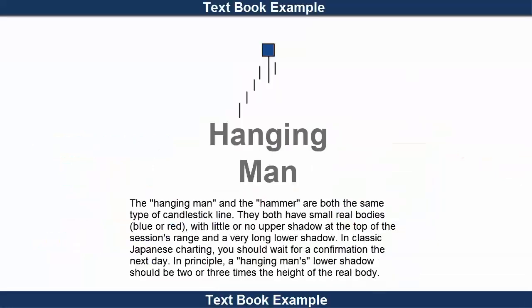The hanging man and the hammer are both the same type of candlestick line. They both have small real bodies, blue or red, with little or no upper shadow at the top of the session's range and a very long lower shadow. In classic Japanese charting, you should wait for a confirmation the next day. In principle, a hanging man's lower shadow should be 2 or 3 times the height of the real body.